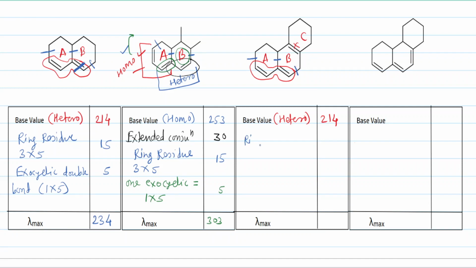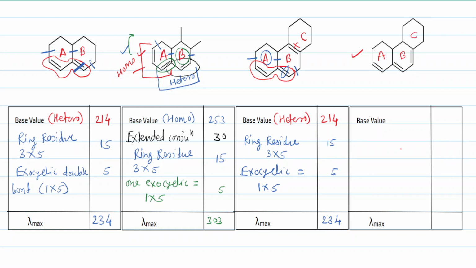So ring residue, 3 into 5, is equal to 15. Then the exocyclic double bond: for ring A, this bond is the exocyclic double bond. Therefore, exocyclic double bond, 1 into 5, is equal to 5. Now there is no other substituent, so we add these, and it becomes 234 nanometer. Now in the last example, there are three rings A, B, and C.